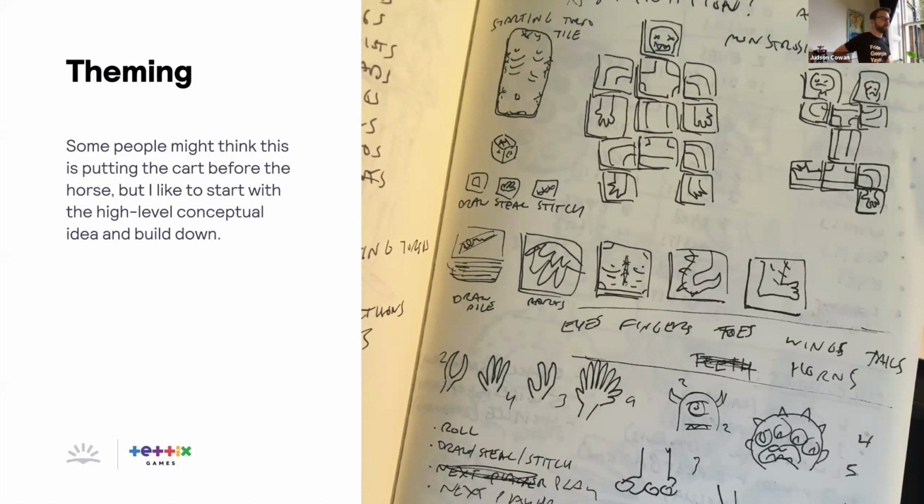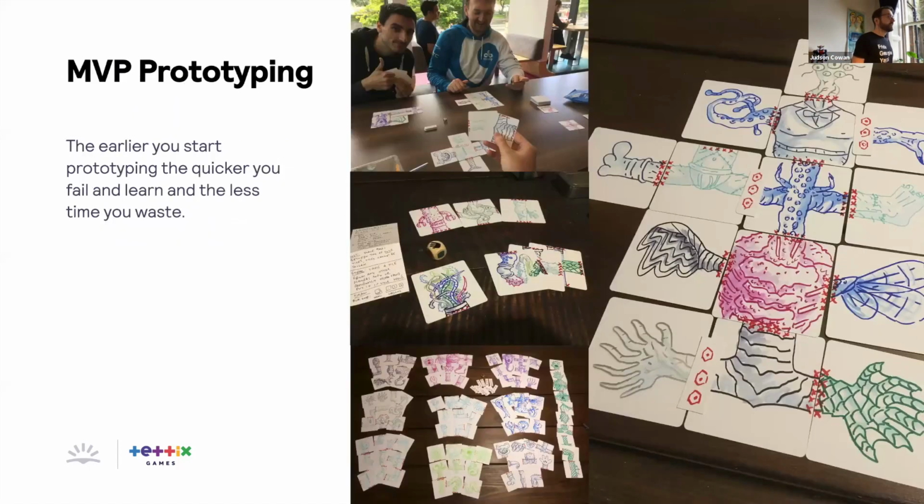This is a sketch in my little notepad where I just kind of put it together. And it didn't honestly change much from what you see here. I had an idea about making a Frankenstein game, which I wasn't the first. There's definitely tile laying games that are building monsters, but I tried to bring a unique angle to it.